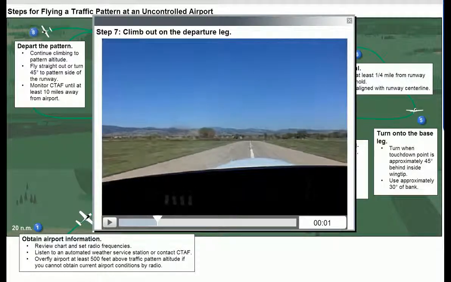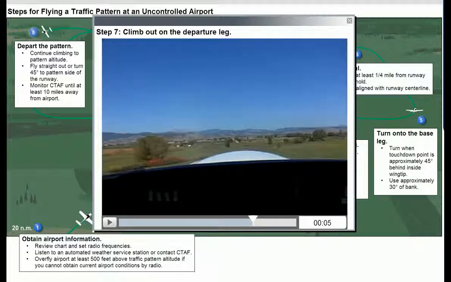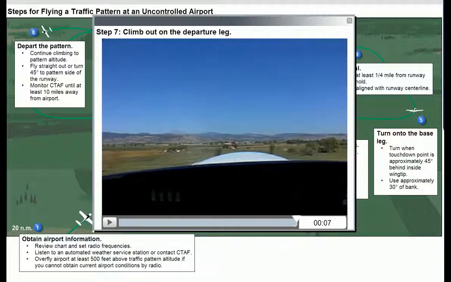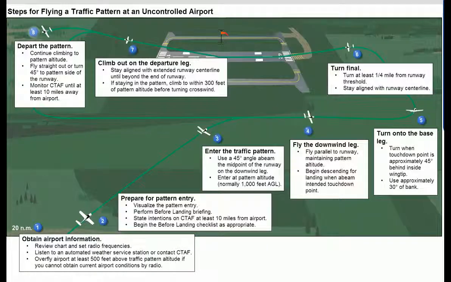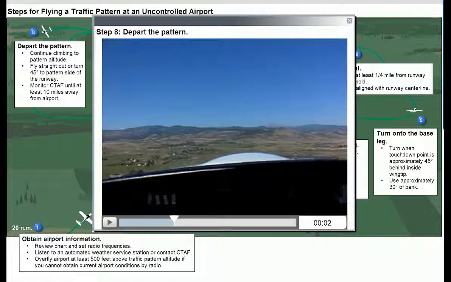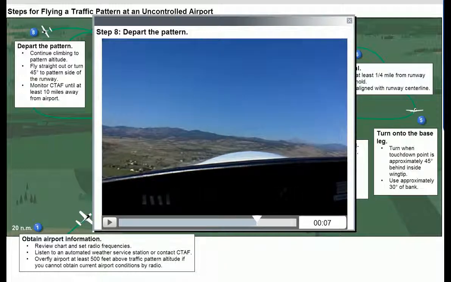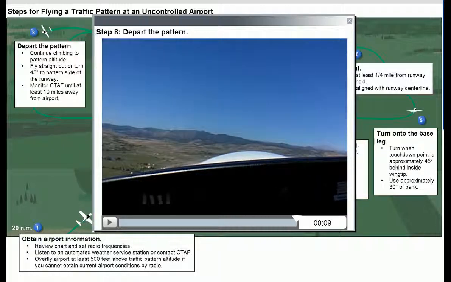After takeoff, you're climbing out on the departure leg of the traffic pattern, and you want to stay aligned with that runway center line. Okay, since we're departing the pattern, go ahead and keep climbing up to pattern altitude, and then turn at a 45-degree angle to exit the pattern.